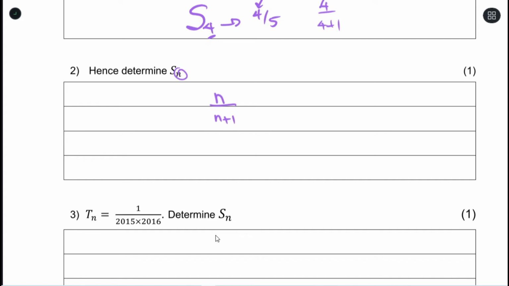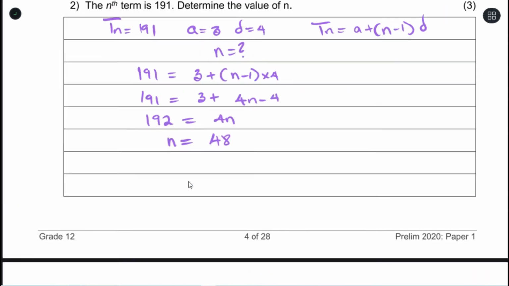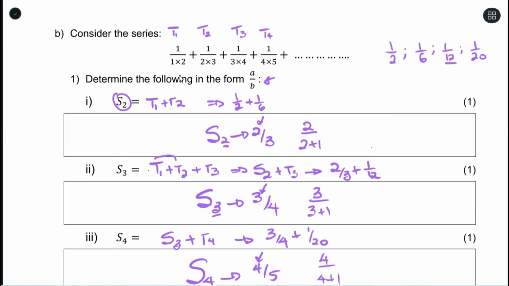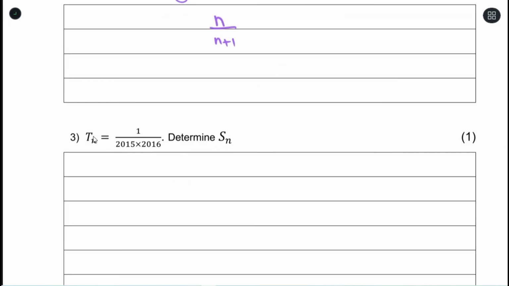And now they said Tn is 1 over 2015 times 2016, determine Sn. If you go back to the top, you see that for T1 we had 1 times 2, T2 is 2 times 3, T3 is 3 times 4, T4 is 4 times 5. So if Tn is 1 over 2015 times 2016, this comes from T2015. And if you are getting the sum, which would be S of 2015, your final answer will just be 2015 over 2016. As you know, that's the formula there, n over n plus 1. That's it.